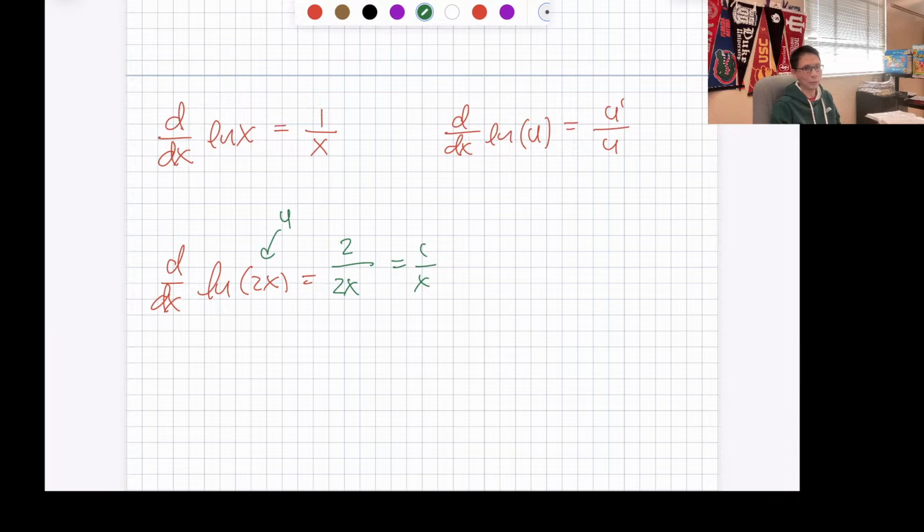Okay, so here's my question. Why is the derivative of natural log of x the same as the derivative of natural log of 2x? Why are they the same? Think about what we learned yesterday. It has something to do with log.